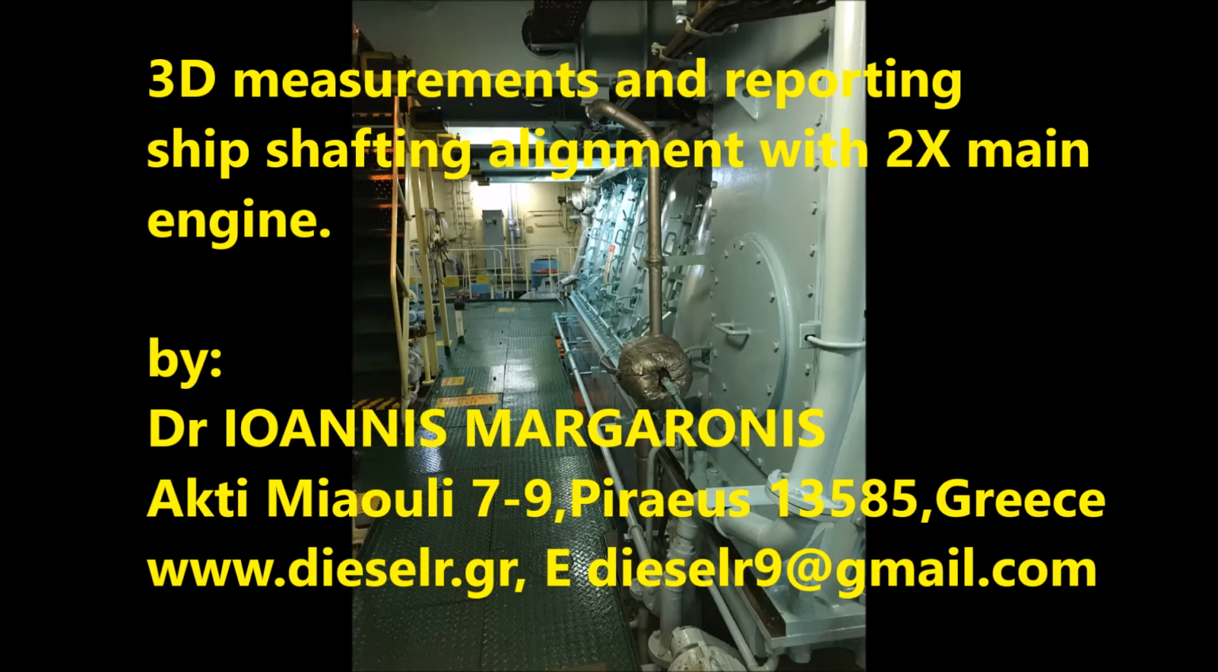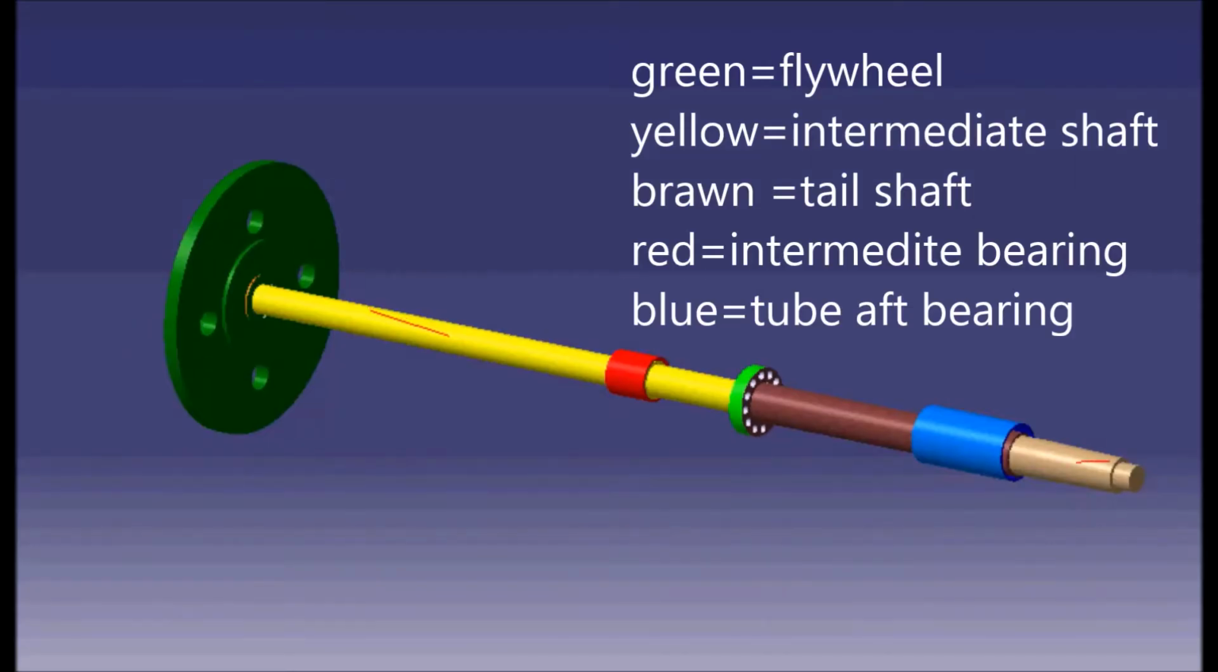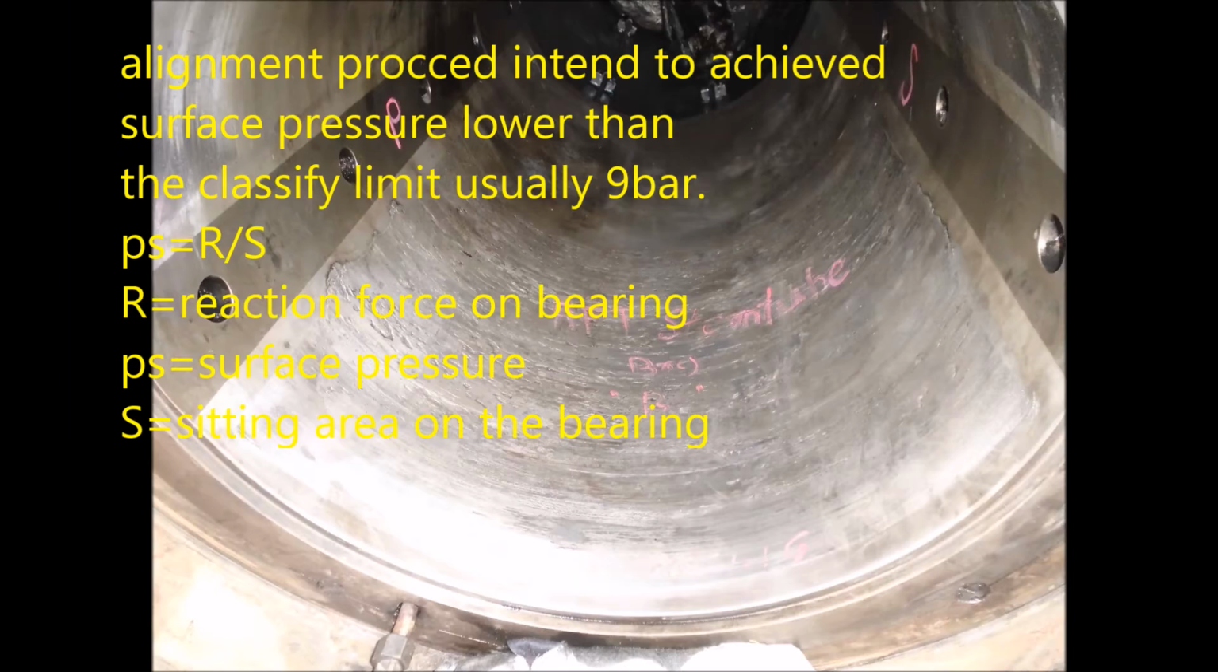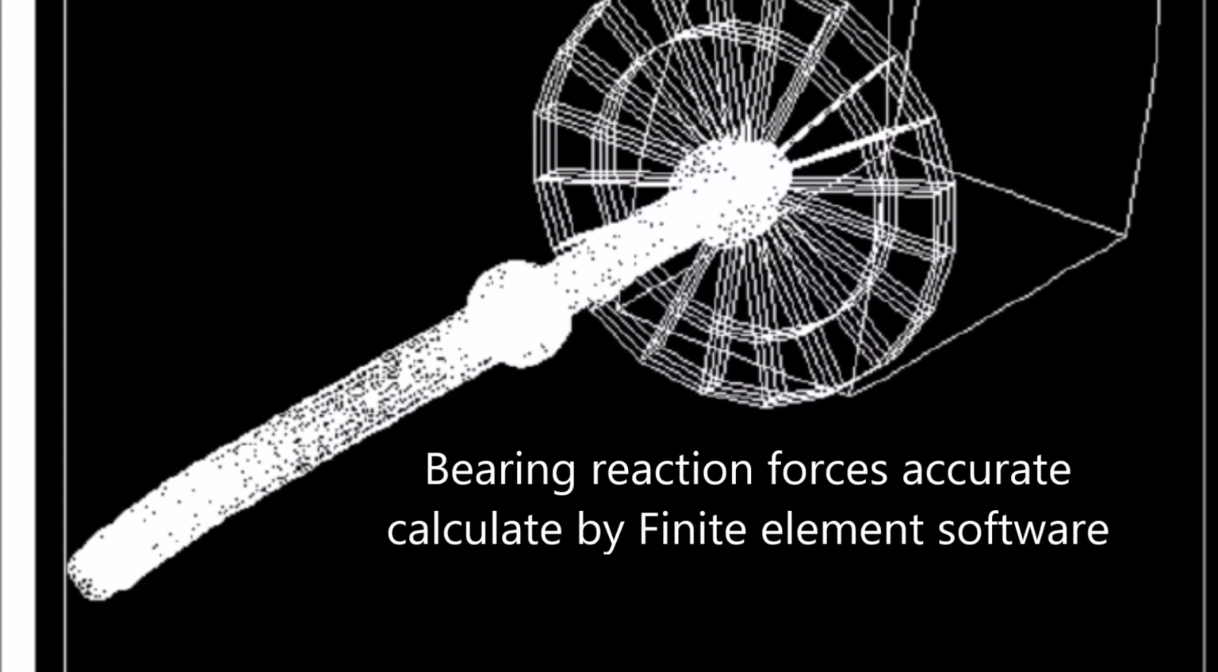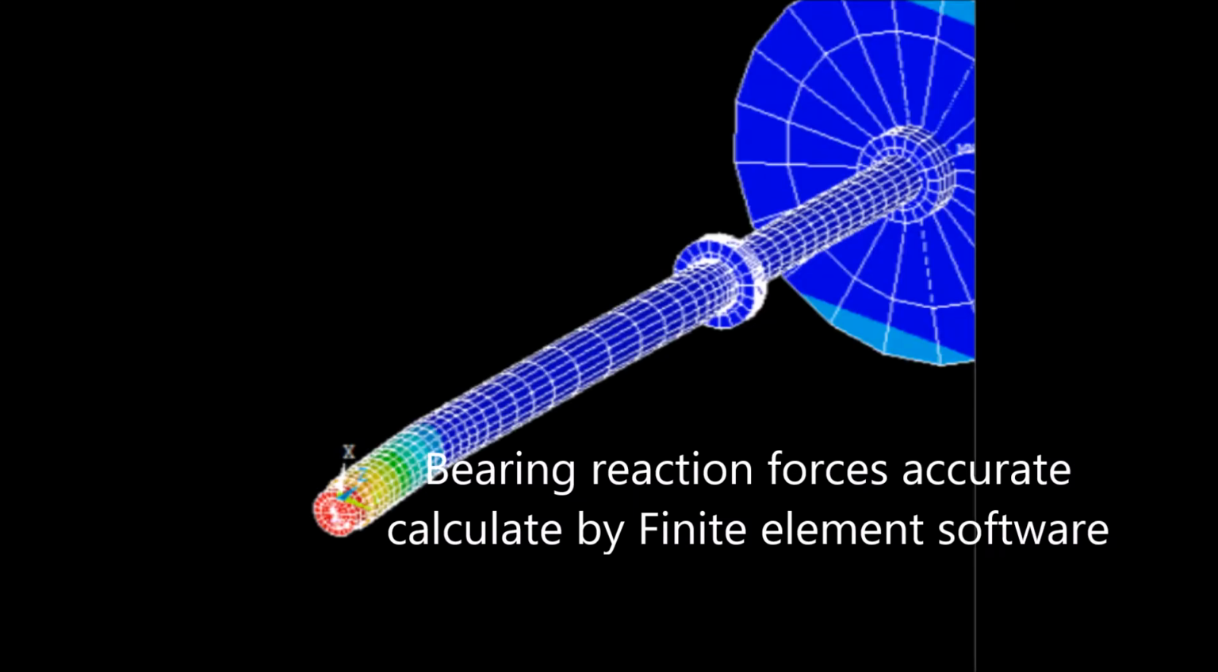3D measurements and reporting of ship shafting alignment with 2X main engine. The reliability of the shafting system mainly depends on the surface pressure created between the shaft and the bearings. Both the reaction force and the sitting area are strongly affected by the alignment.